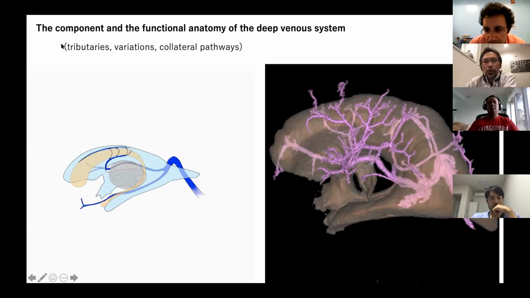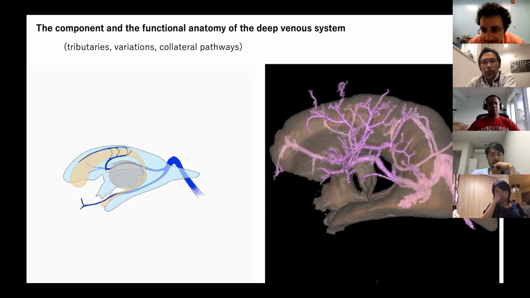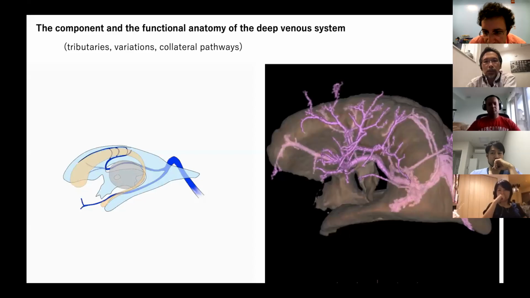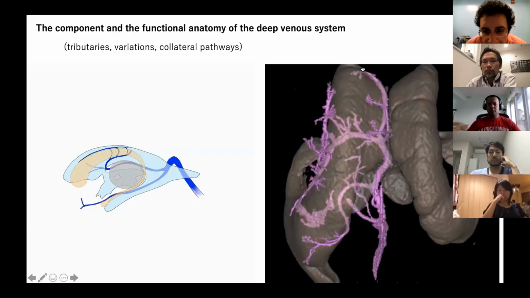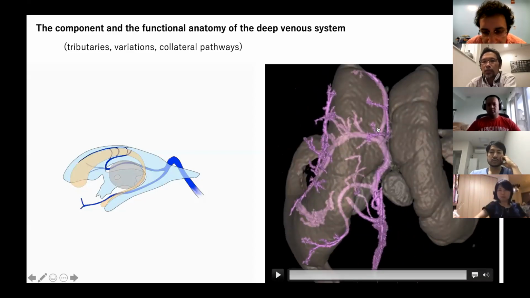So we're going to talk about the tributaries, as always, with the veins, variations, and collateral pathways. But it's not going to be memorizing each item without knowing what they really are. So I try to break them into pieces for you to be able to understand the whole picture. You can see the veins that form the thalamostriate vein. We have the septal vein. We have some part from the atrial vein, the medial atrial vein, and some part from the occipital lobe area. These are the main components of the system.